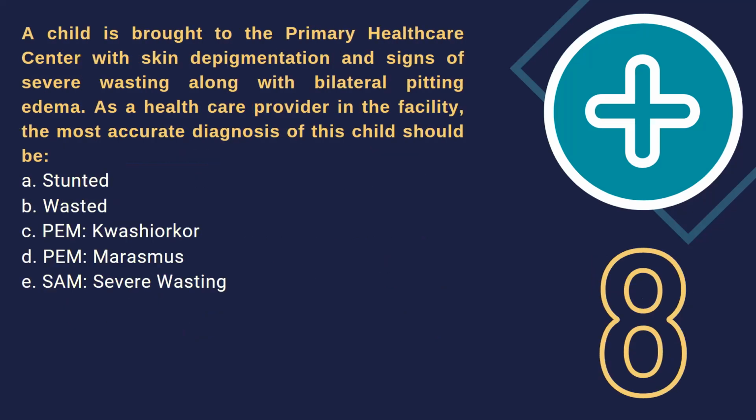A child is brought to the primary healthcare center with skin depigmentation and signs of severe wasting along with bilateral pitting edema. As a healthcare provider in the facility, the most accurate diagnosis of this child should be: A, stunted; B, wasted; C, kwashiorkor; D, marasmus; and E, severe wasting, severe acute malnutrition. C. Yes, C is the answer, kwashiorkor.